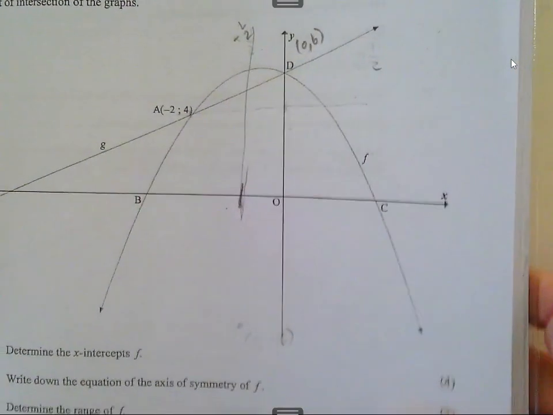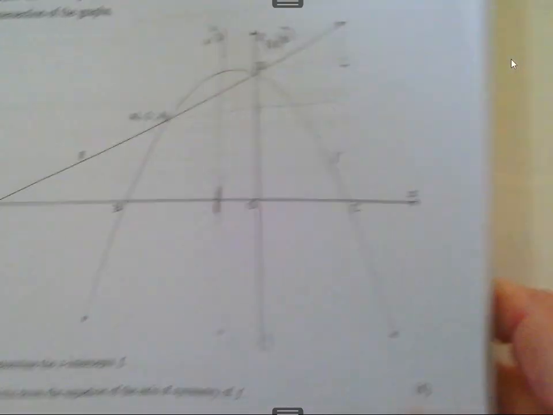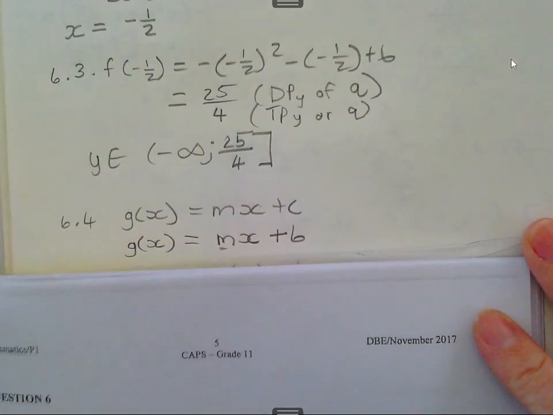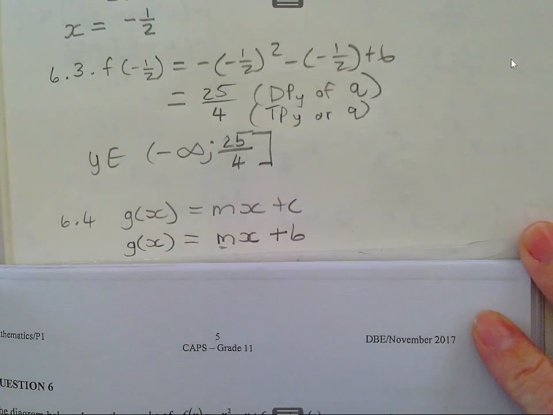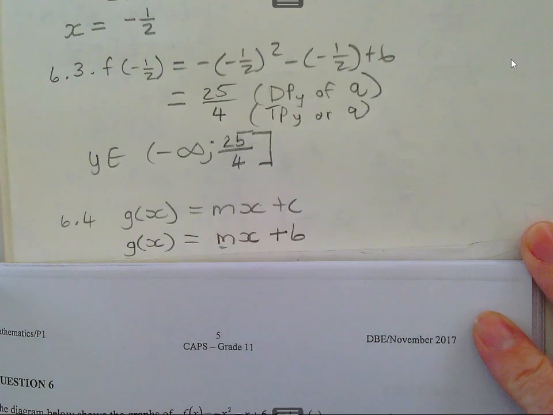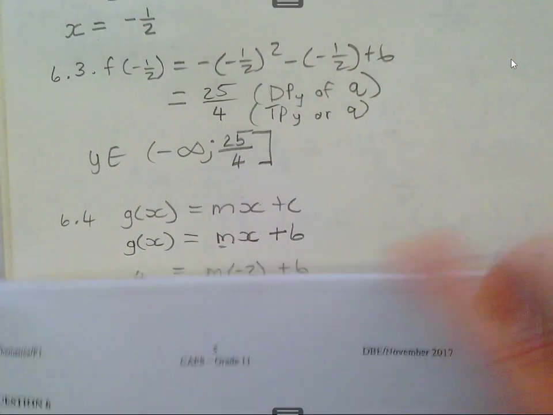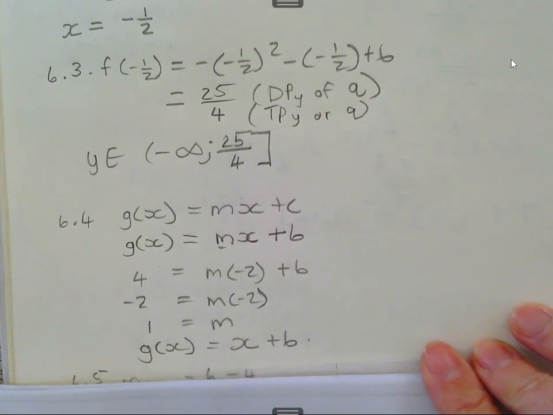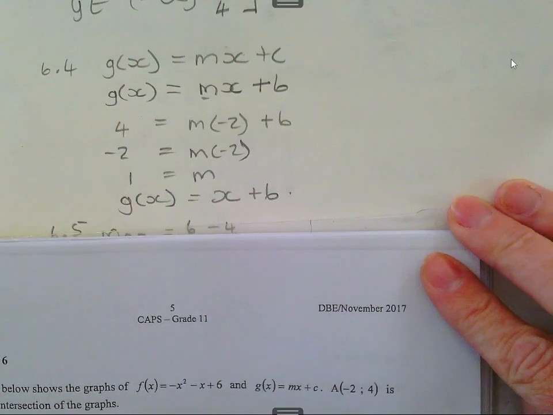Right, the next question they're asking for is to find the equation of g of x. Now that's very easy. We said at the beginning we already have the y-intercept. It is 6. You can substitute it in. And then what I did is I used the coordinate of A to find the rest of the equation. But you could also have used A and D to calculate the gradient, which is m, and then just substitute that one as well, whichever way you prefer to do it.